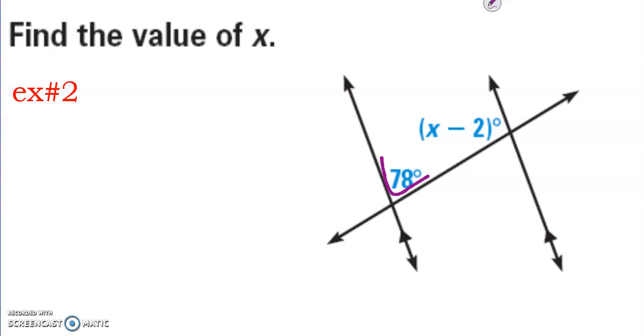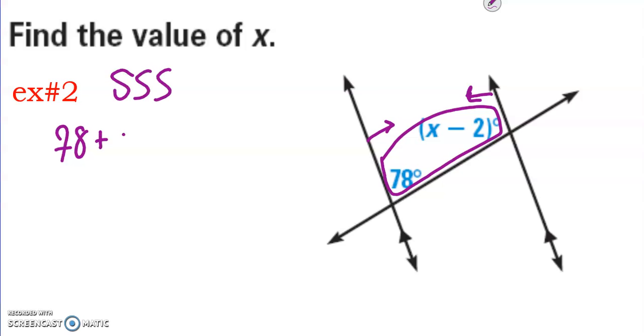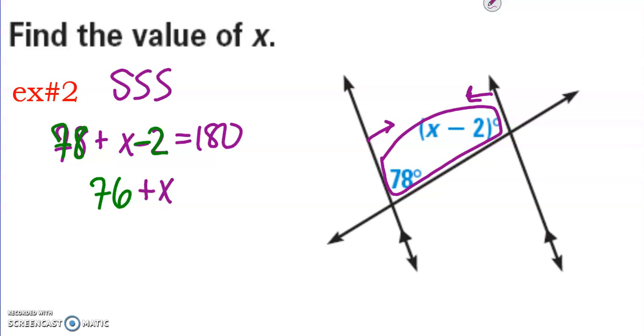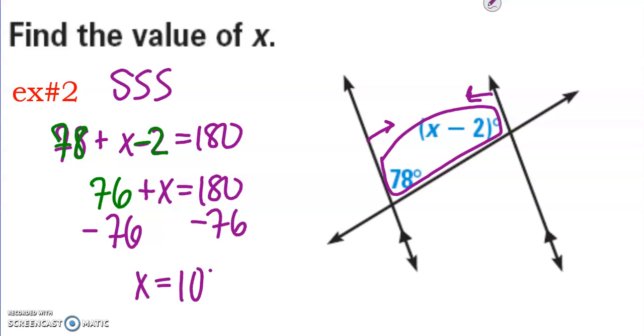These are same side interior angles. They're on the inside of my two lines, and they're on the same side of the transversal. We know that same side interior angles are supplementary, meaning that they add up to 180 degrees. So we add them together, and they're going to equal 180. I'm going to combine like terms. 78 minus 2 is 76. Subtract 76 from both sides, and we get x equals 104.